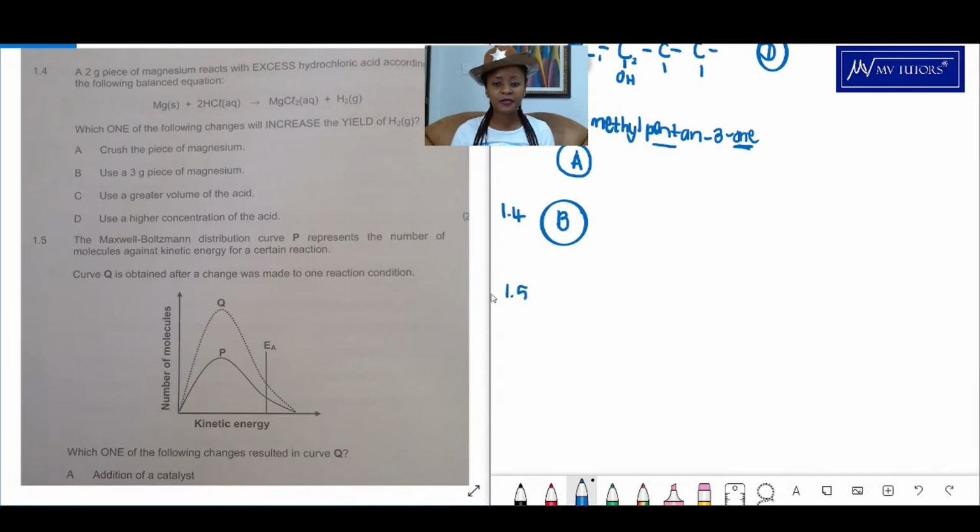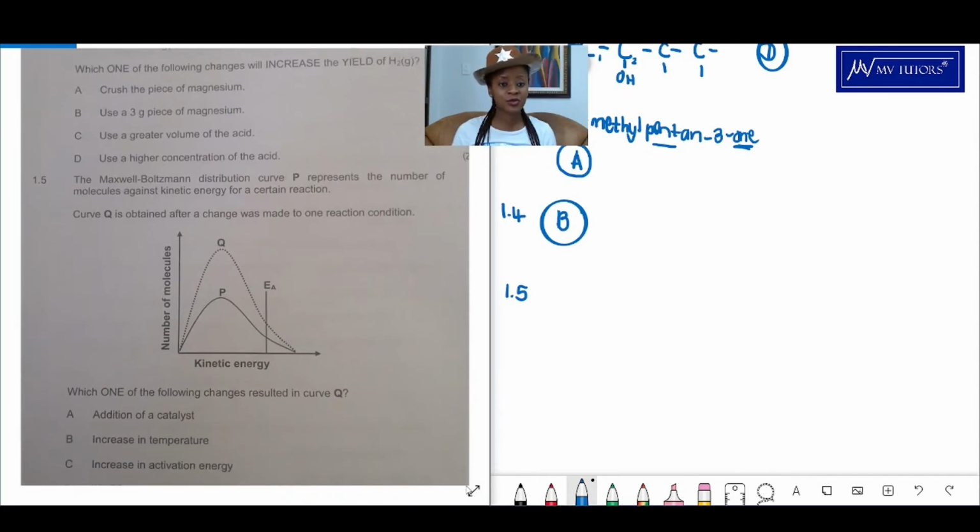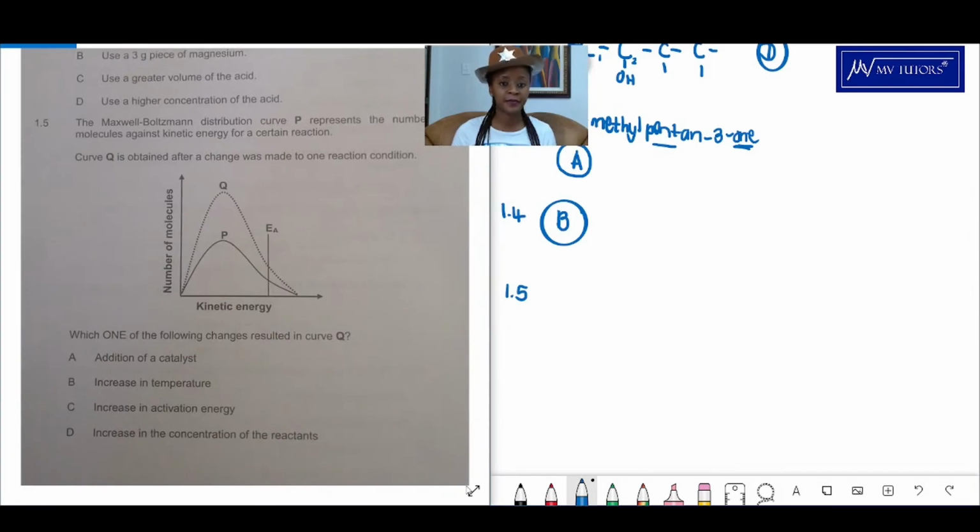Alrighty, and then 1.5. The Maxwell-Boltzmann distribution curve P represents the number of molecules against the kinetic energy of a certain reaction. So you guys know this graph, right? This should be very familiar. So if P is your original and Q is what you obtained after a change was made, we can see here the activation energy hasn't moved. It's still the same.